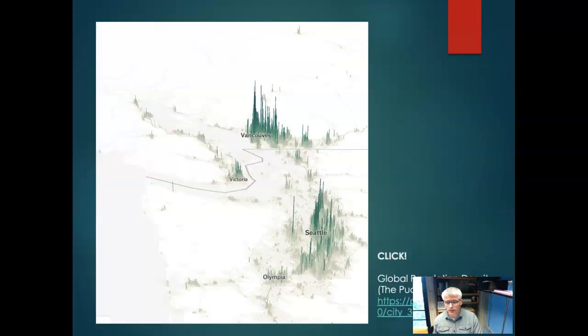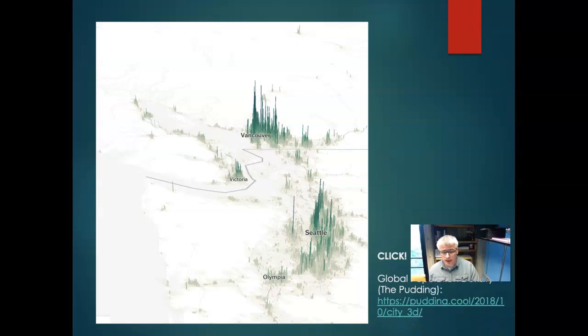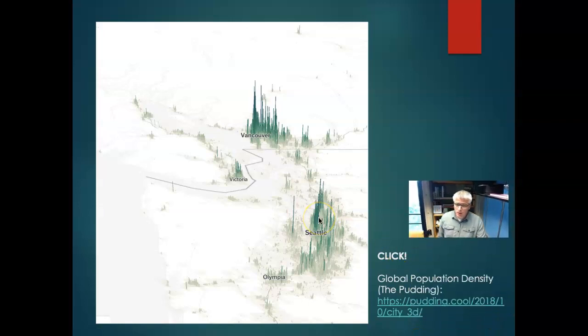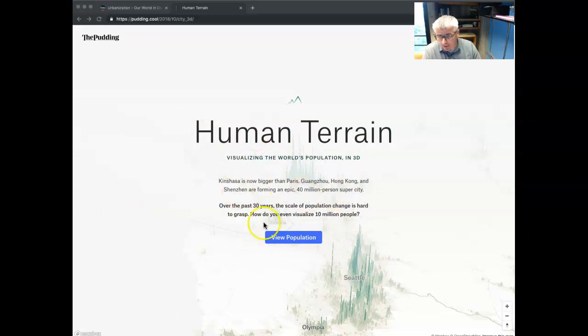And next I'm going to jump over to this website, and we're going to look at how populations have changed through time. This is a pretty cool website. It's worth exploring. The link is here. That will graphically show population increases and changes, and where that's happening the most, and kind of what's happening along the Salish Sea.